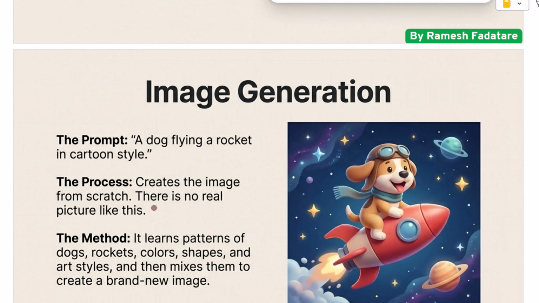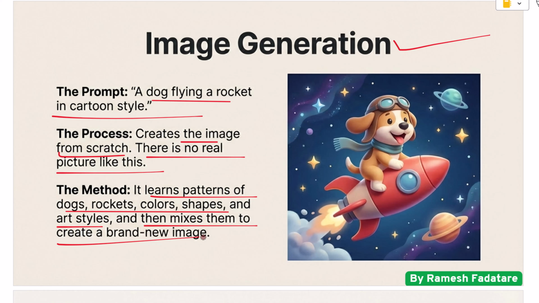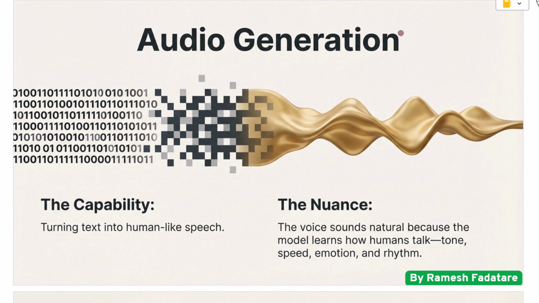Let's take another example. If you ask for an image of a dog flying a rocket in cartoon style, the AI creates that image from scratch. There is no real picture like that. It learns patterns of dogs, rockets, colors, shapes, and art styles, and then mixes them to create a brand new image.